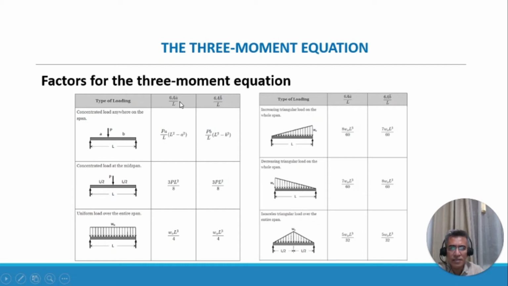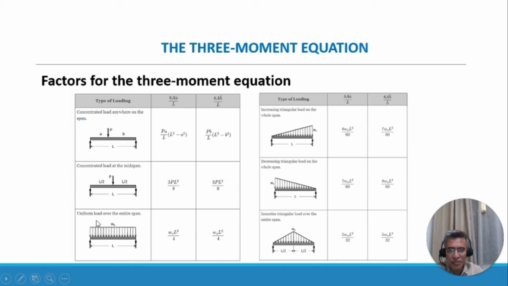And the factor for 6A times A bar all over L is 3PL squared all over 8. Because it is at midspan, therefore 6A times B bar all over L is also 3PL squared all over 8.